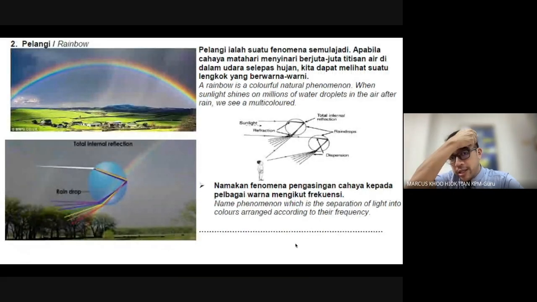Okay, the second application is the application of rainbow. Actually, rainbow is an application of 3 phenomena. But the main one is total internal reflection, which is why we never discussed rainbow until now. Okay, a rainbow is a colorful natural phenomenon.